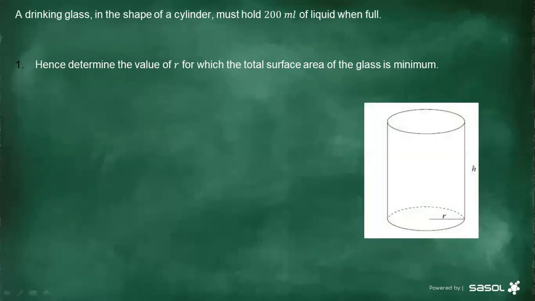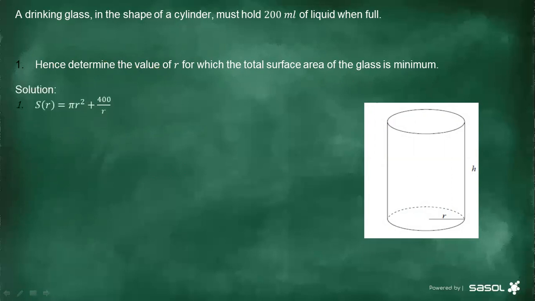All right, we're still having the same scenario, but now remember we did not answer the last question. So now let us try to answer the last question, which says, determine the value of R for which the total surface area of the glass is minimum.